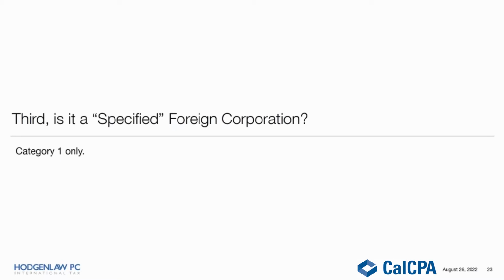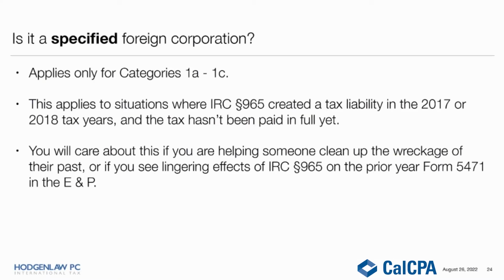Next thing is specified foreign corporation. So this is a creature of category 1. This is spawned by section 965. I expect that we will see this for a few more years while people work their way through the 965 transition tax payment and all that stuff. As soon as you wash the E&P out of the corporation, you lose the status of being a specified foreign corporation, and you're not going to have to worry about category 1 anymore.